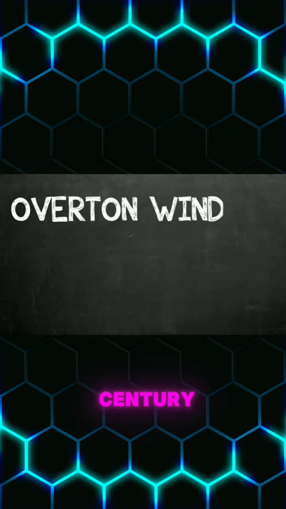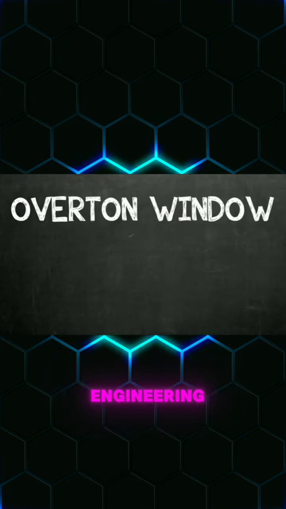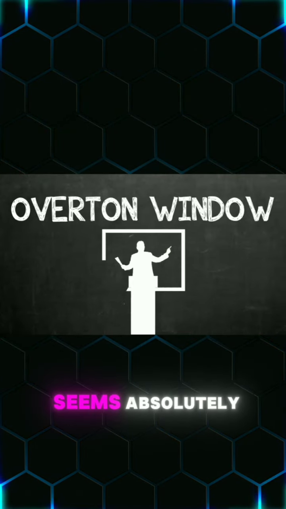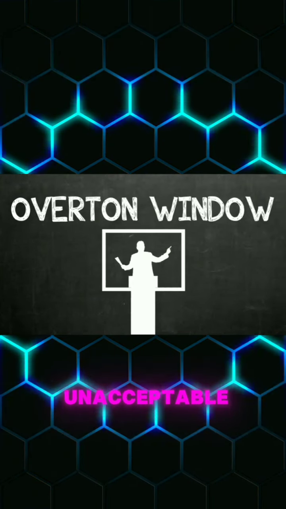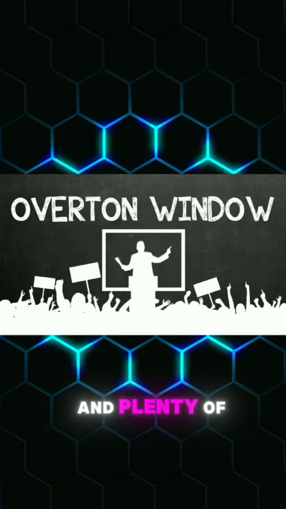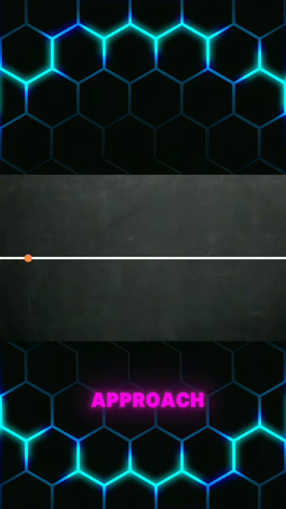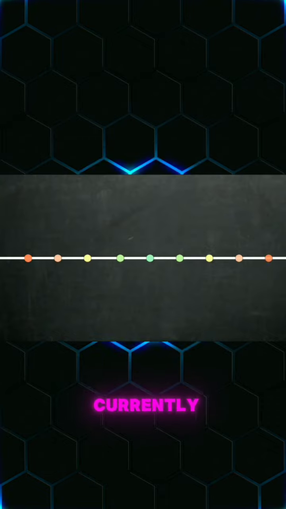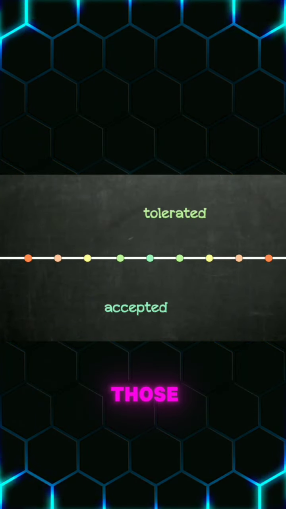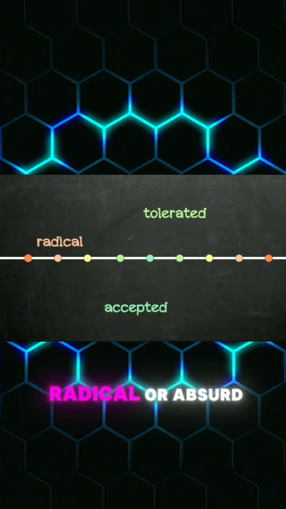In the last century, Joseph Overton developed a social engineering model showing that any political idea can be implemented even if it seems absolutely socially unacceptable at that moment. The only thing you need is the right strategy and plenty of time. The Overton window is an approach describing the range of views and ideas currently acceptable and tolerable by societies whilst excluding those commonly considered as radical or absurd.